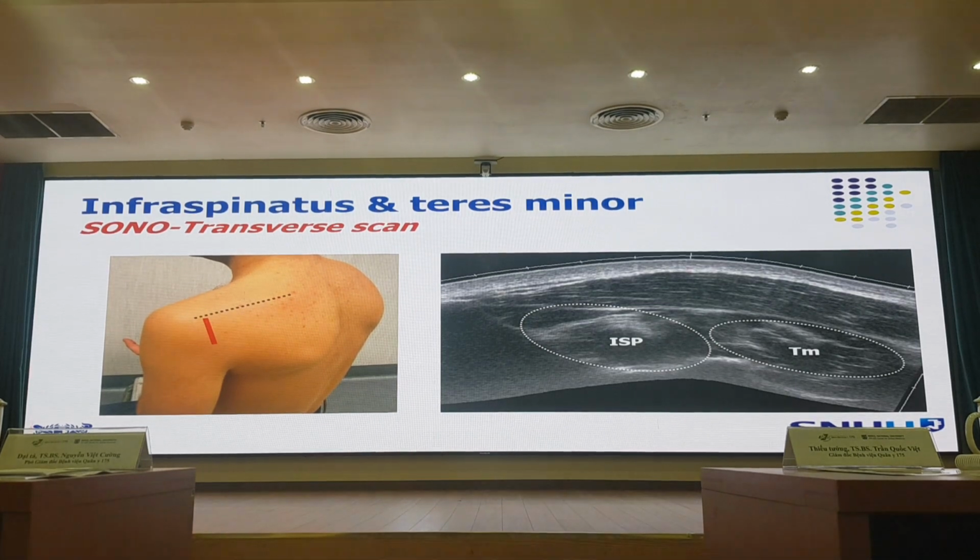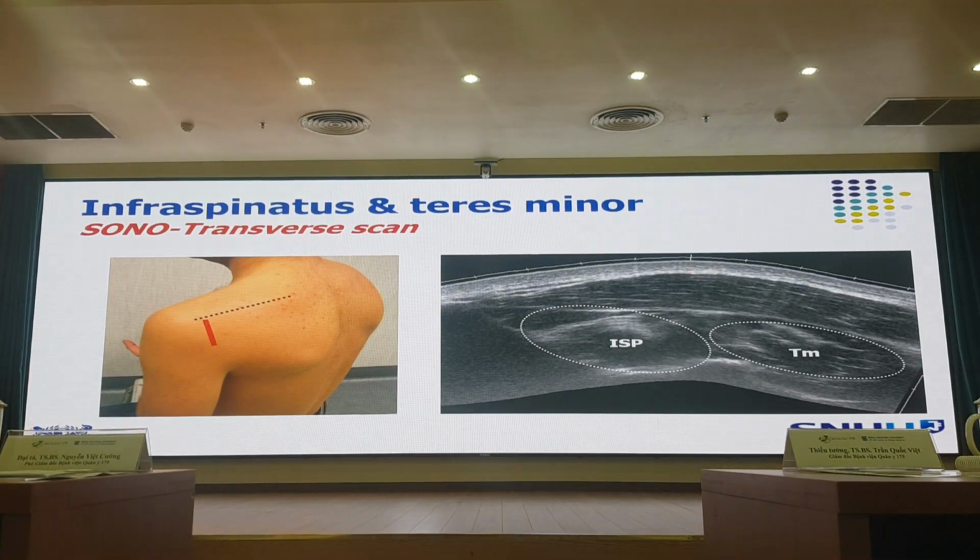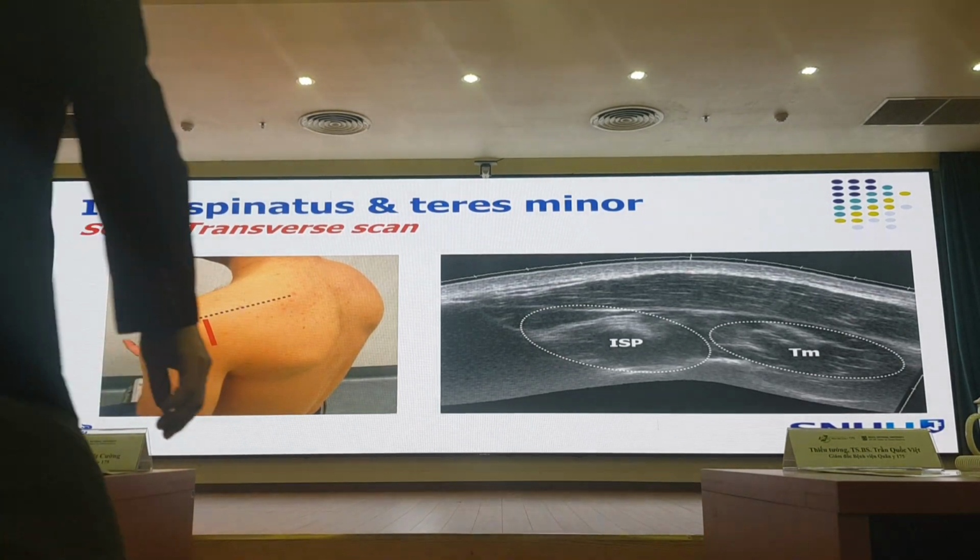And then I rotate to the transverse scan to find the muscle bellies of the infraspinatus and teres minor.